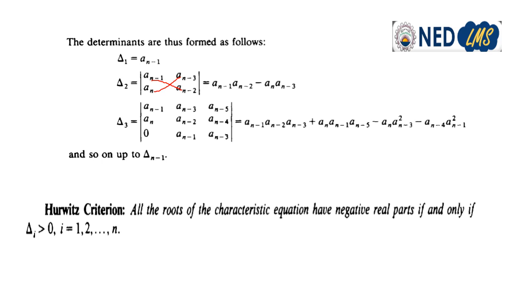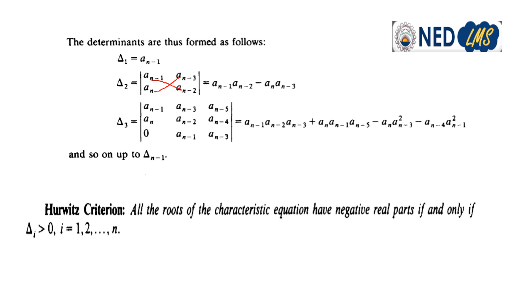The del 3 is of order 3: an minus 1, an minus 3, an minus 5, then an, an minus 2, an minus 4 in the second row, and 0, an minus 1, an minus 3 in the next row. And we'll continue it up to del n minus 1. We have already calculated del n, and then we have made these determinants del 1, del 2, del 3, up to del n minus 1 using del n. We can expand this del 3. I hope all of you have remembered how we expand this.